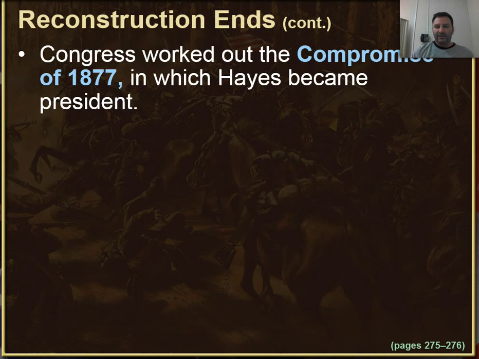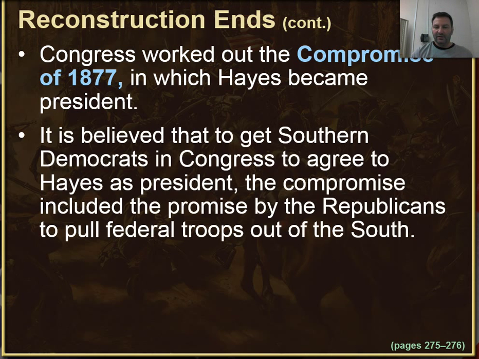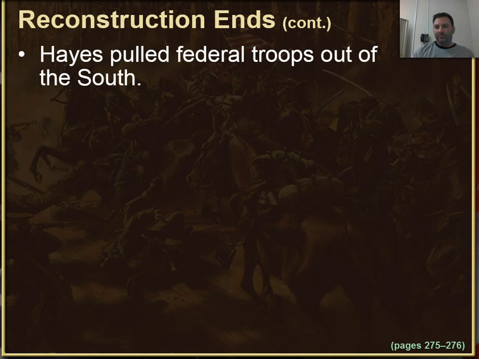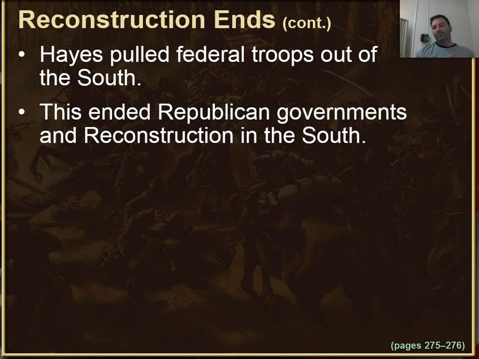So Congress worked out the Compromise of 1877, in which Hayes became president. It is believed that to get Southern Democrats in Congress to agree to Hayes as president, the compromise included the promise by Republicans to pull federal troops out of the South. Hayes pulled the federal troops out of the South. This ended Republican governments and Reconstruction in the South.